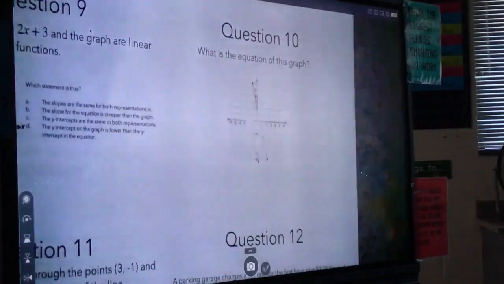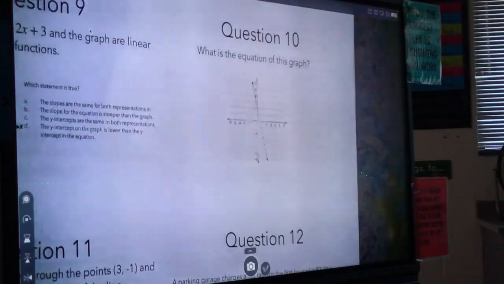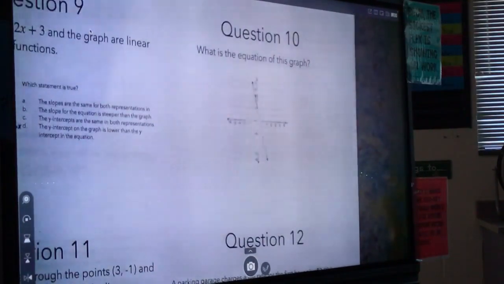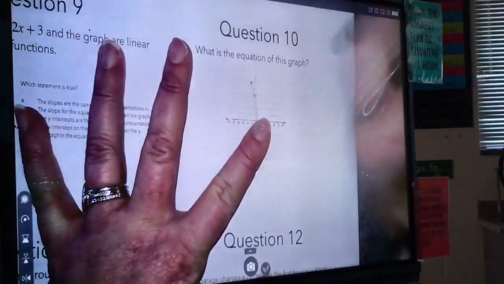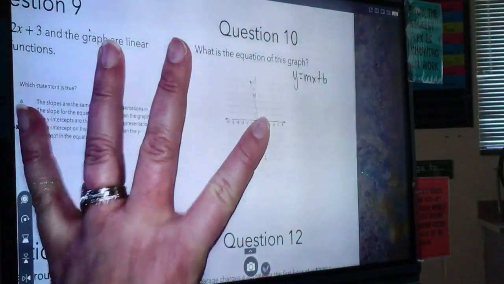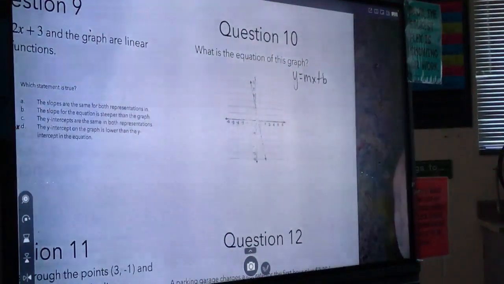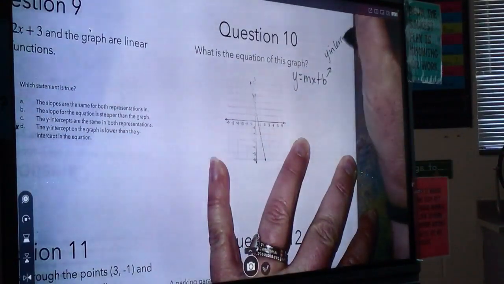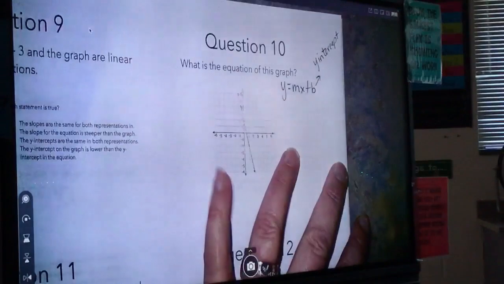So you guys are going to have a couple of these questions where you're going to have to write the equation looking at the graph. Remember, our equation is y equals mx plus b. What is the b representing? This is your y-intercept.